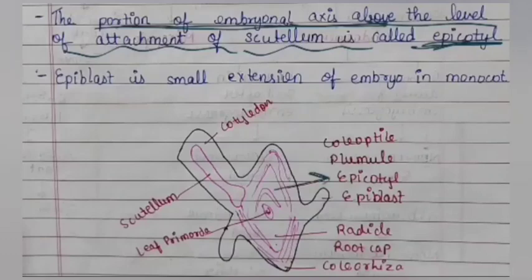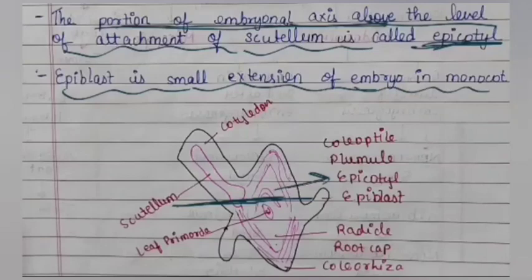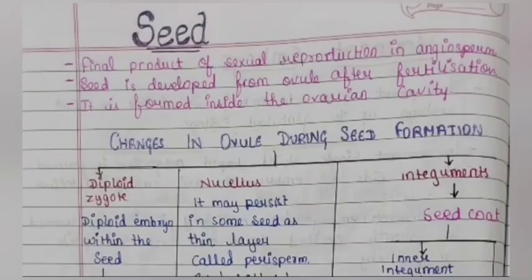So this is the epicotyl, which is above the attachment of the scutellum. Then the epiblast is a small extension of the embryo in monocots. Here it is, the epiblast with a small extension.